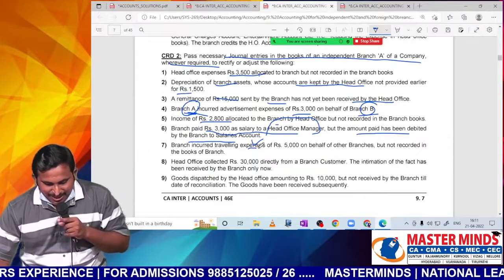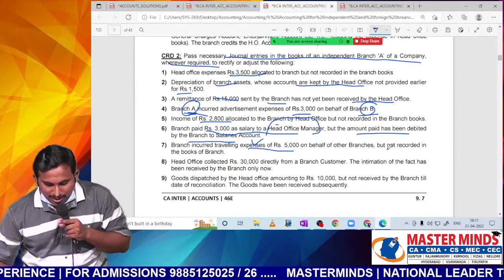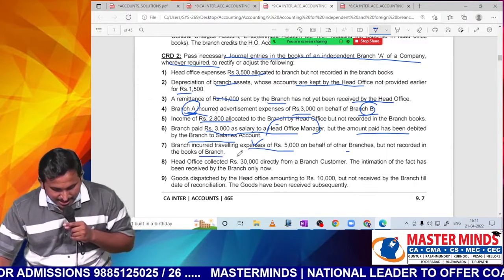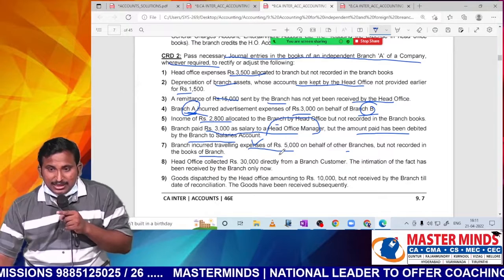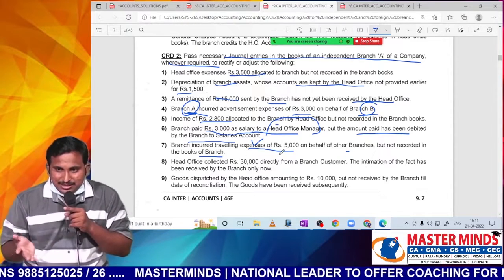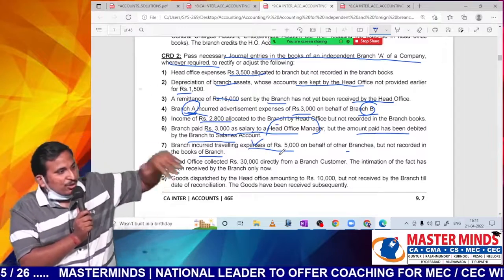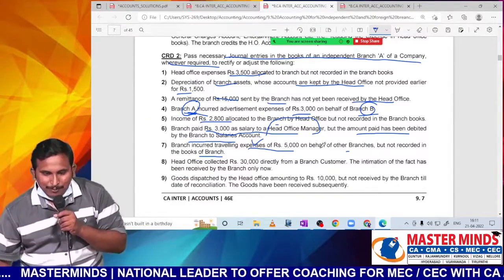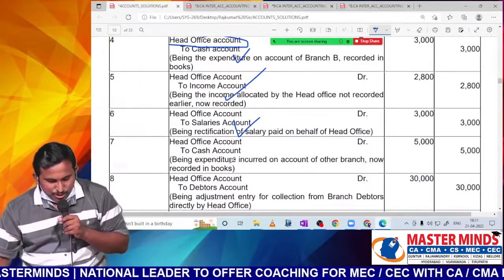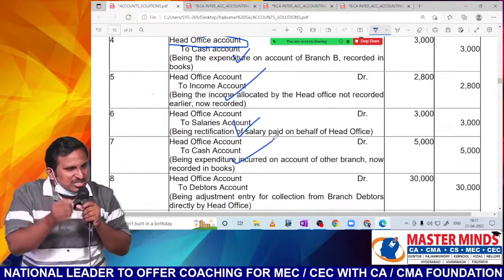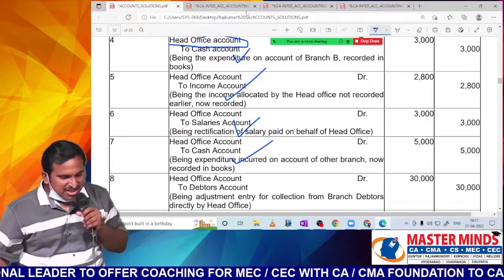Next, branch incurred traveling expense of 5,000 on behalf of other branches but not recorded in the books of branch. Our branch incurred something on behalf of other branches, sir. We feel that this payment was done to head office, paid to other. So thereby if we have done payment to bank, the difference to debit to head office. Sir, are you getting the point? Just remember that one logic, sir. Entries will be very, very simple.